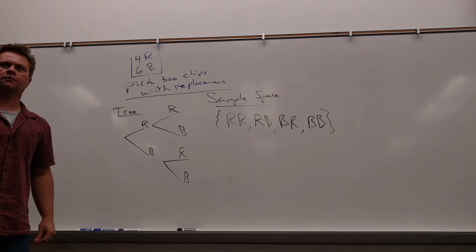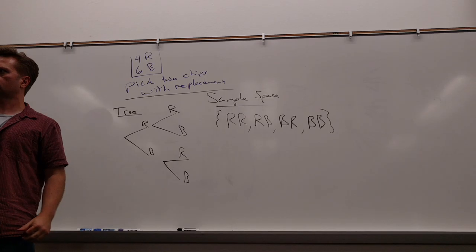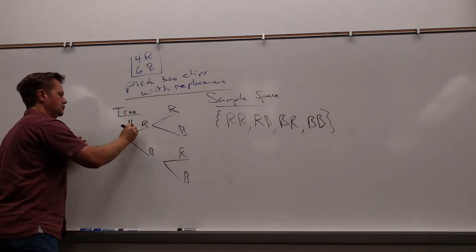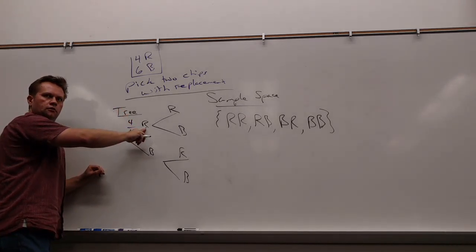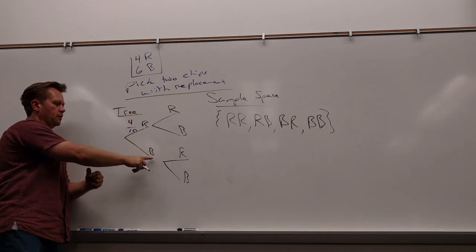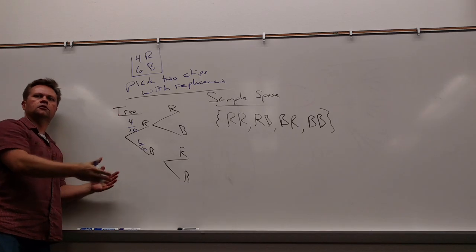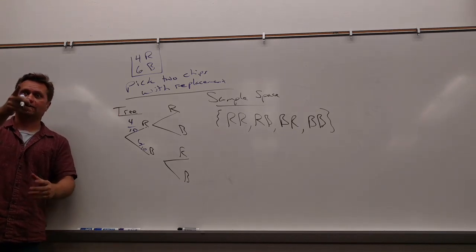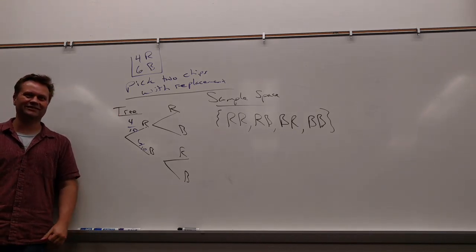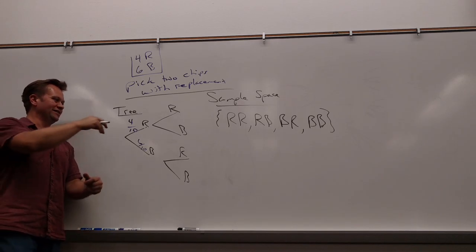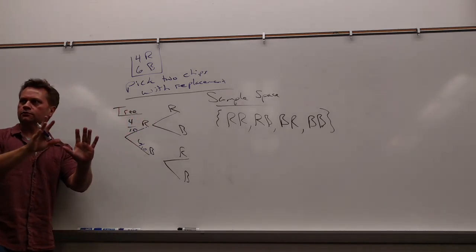So how often will I pick a red one? I'll get four reds that match what I'm looking for, divided by 10 total chips. So 4 out of 10 times, I'll pick a red. Two out of 5. What about blues? 6 out of 10. 3 out of 5. All right, is that cool?